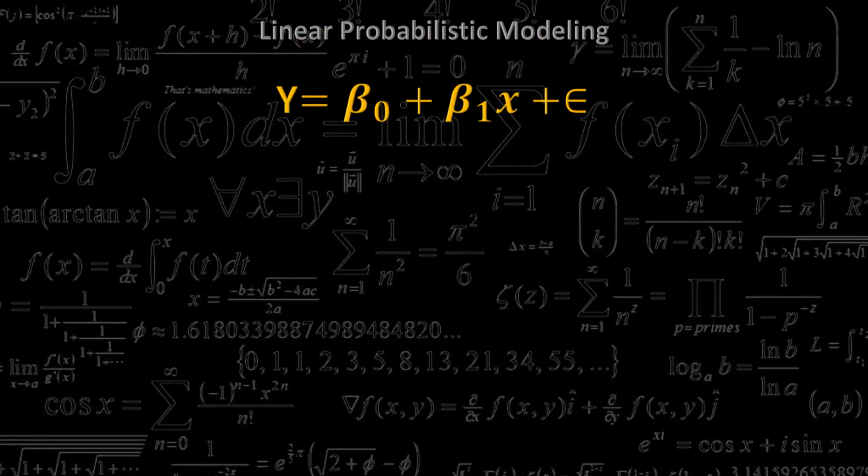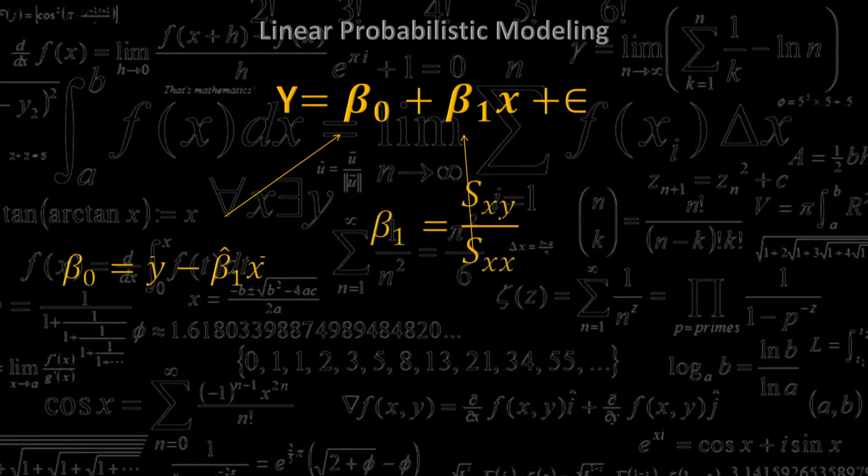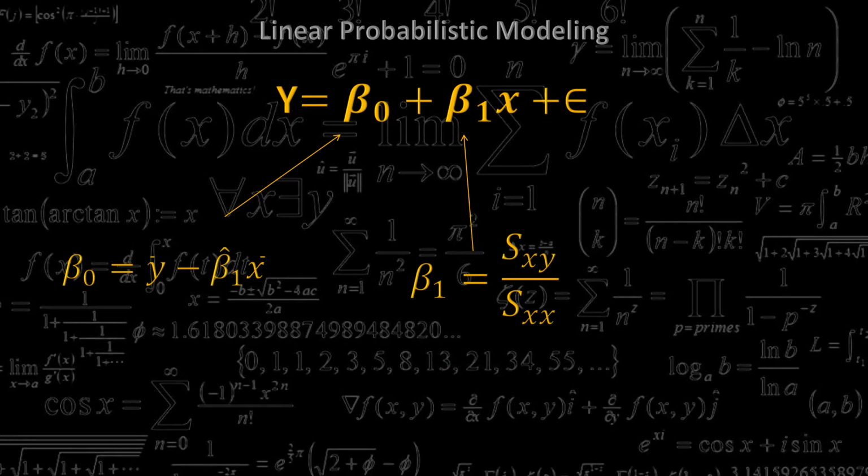Take a look at the formula. B naught gives us an estimate of the y-intercept of the true regression line. B sub 1 gives a least squares estimate of the slope of the true regression line, and it can be either positive or negative. A positive value represents a positive relationship, and vice versa.